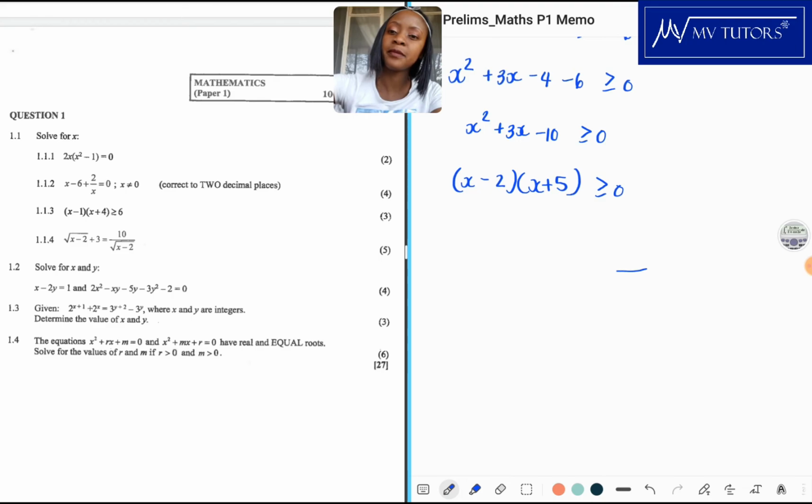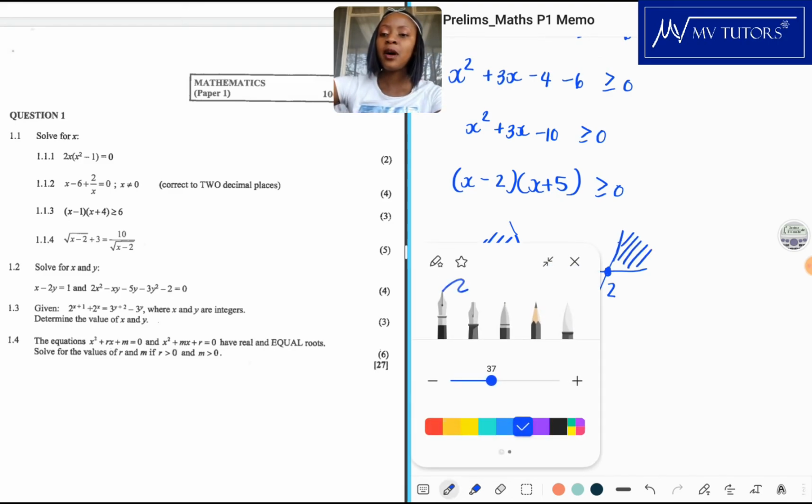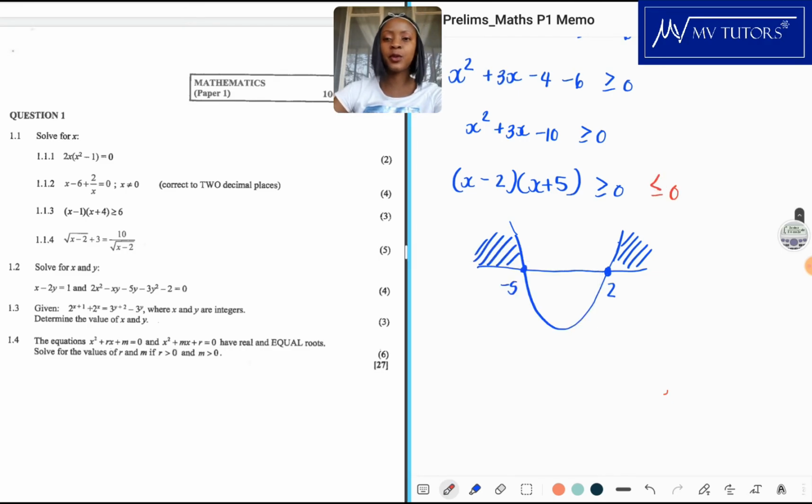If I were to draw my number line, and I have my quadratic there, which is a smiley face, I know one of the intercepts is minus 5, and then I have 2. They're both solid dots. So they're saying x minus 2 times x plus 5 is bigger and equal to 0. If it's bigger and equal to 0, we're looking at the region on top here, and our answer will be here, basically. I hope it makes sense. If our answer was smaller and equal to 0, we'd be looking at the region at the bottom, and our answer would lie inside here. But that's not what we have.